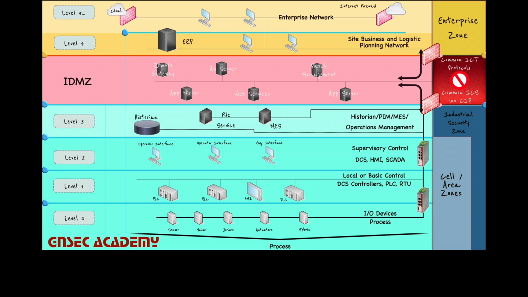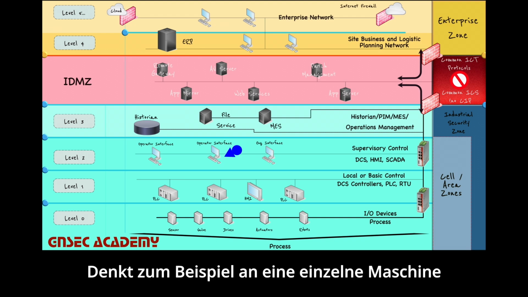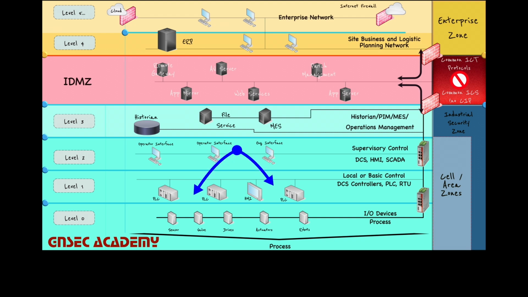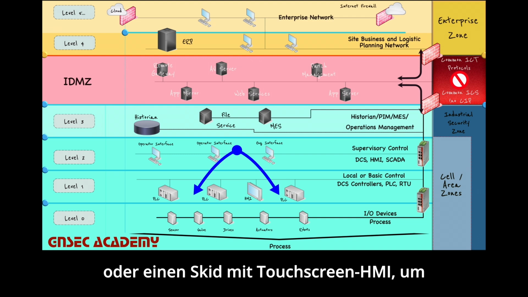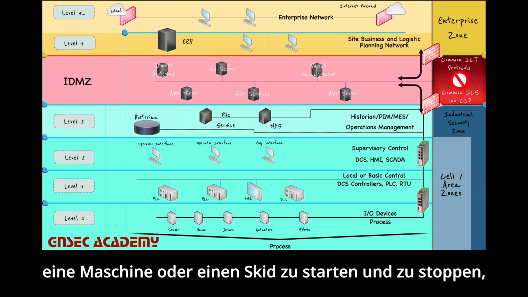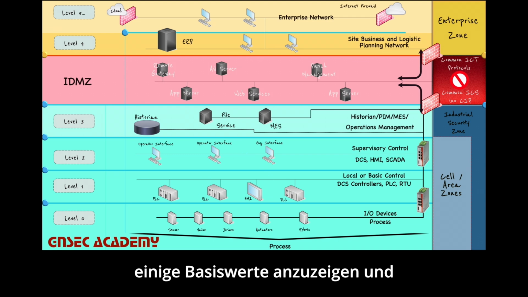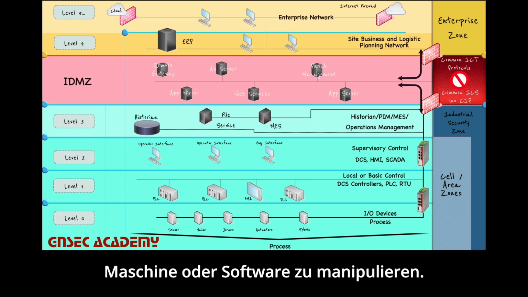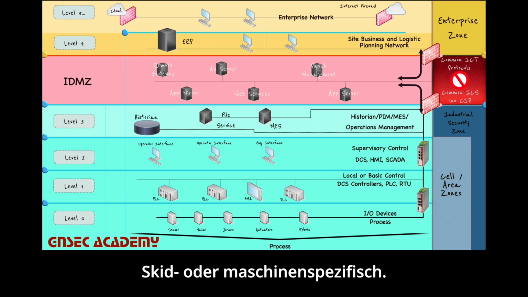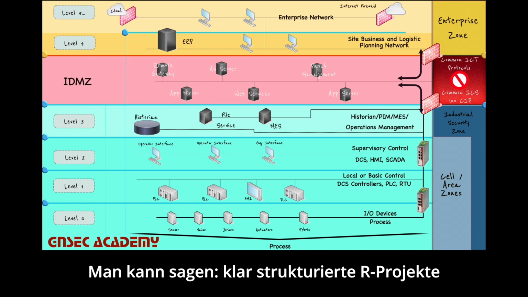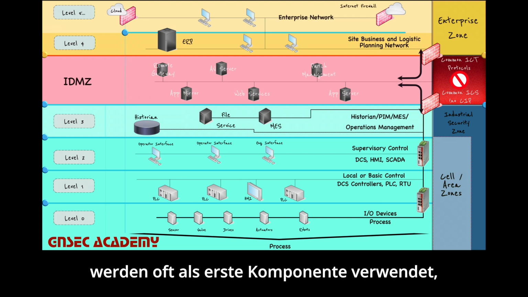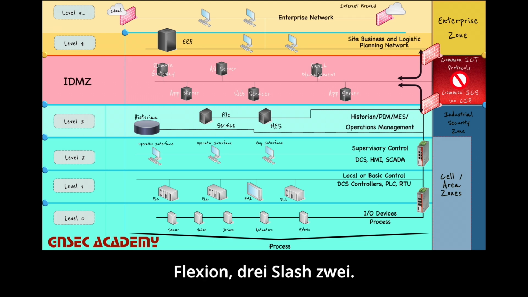In this level, specific parts of the system are monitored and managed with HMI systems. Think along the lines of a single machine or skid with a touchscreen HMI to start or stop a machine or skid and see some basic running values and manipulate machine or skid-specific thresholds and set points. Systems typically found in level 2 include HMIs, standalone or system clients, supervisor control systems such as a line control PLC, engineering workstations, and so on.